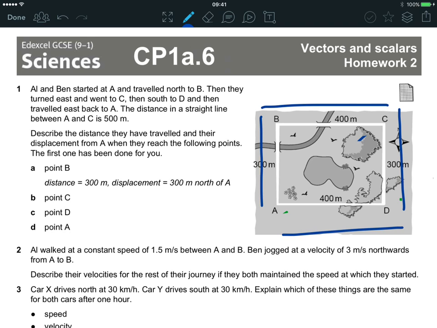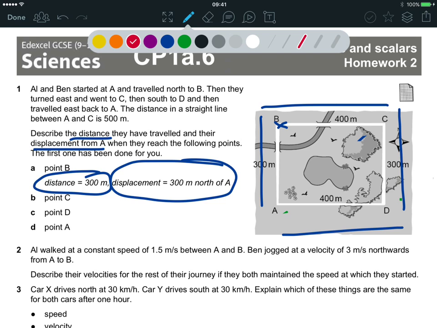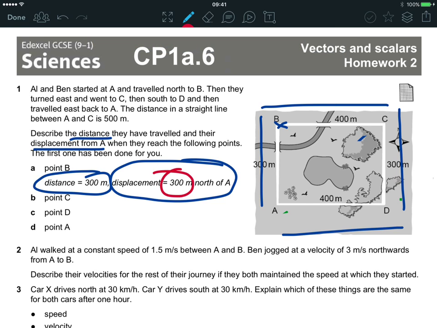And the question is asking us to give or describe a distance and a displacement from A when they reach each of the following points. First one's done for us. Distance equals 300, that's when they're at B. Displacement equals 300 north. Now watch out, because remember, when you're talking about displacement, you want a magnitude and a direction element to your answer.